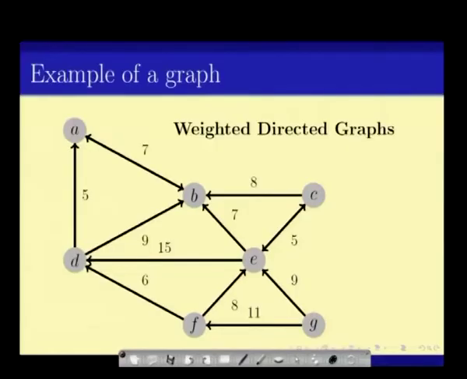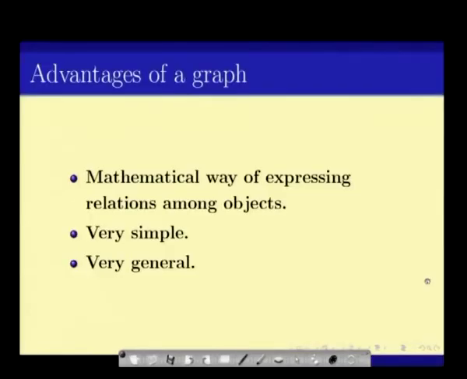Always remember that the graphs will be given as sets. So, as an input it will not be given in this pictorial manner. The edge weights, as I told, can denote various things, and we will see it today and in some future lectures how those edge weights can be very useful. So, what is the advantage of this graph? It is a mathematical way of expressing relationships among objects. Secondly, it is very simple, and thirdly, it is very general.